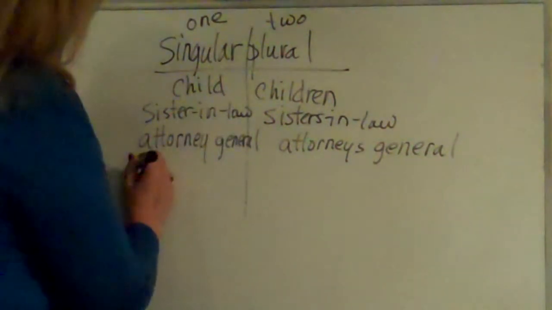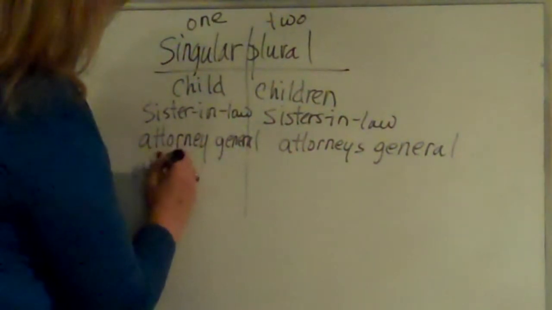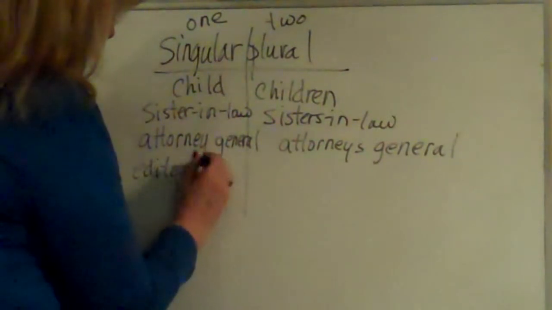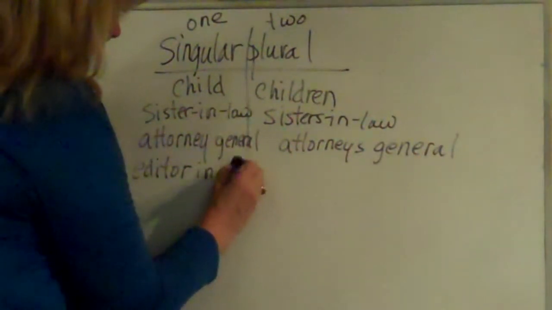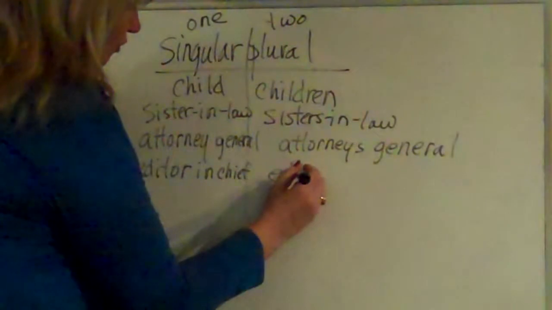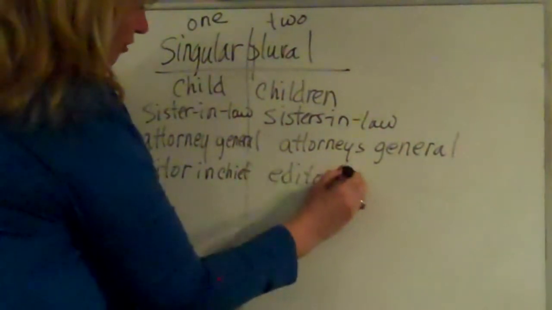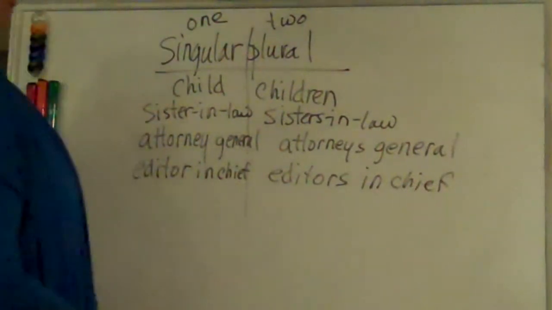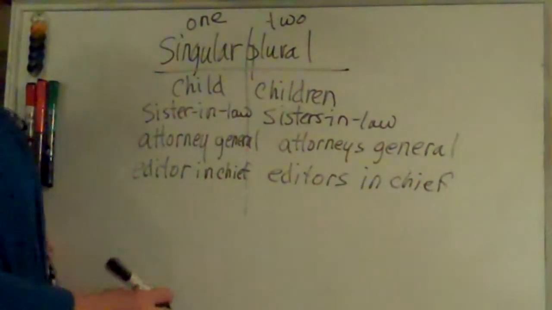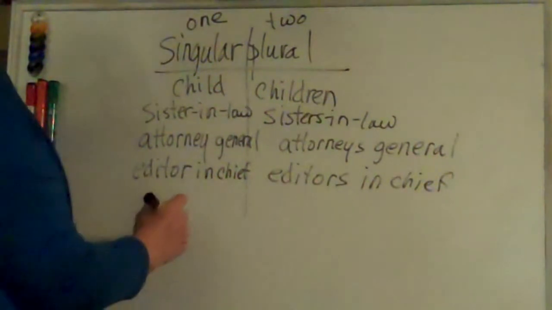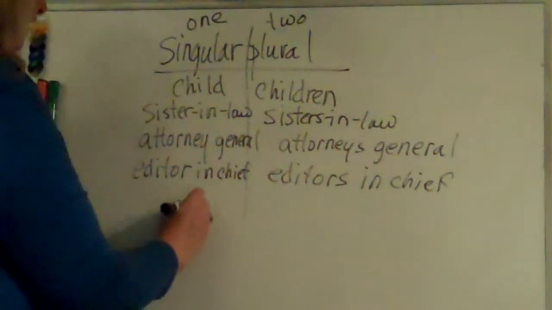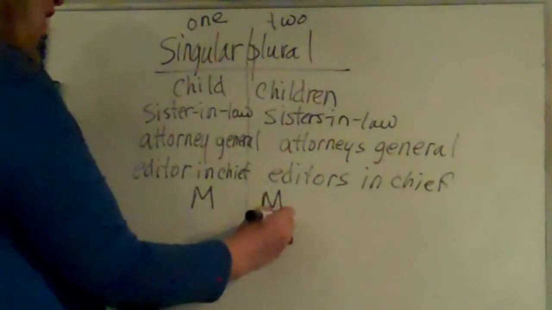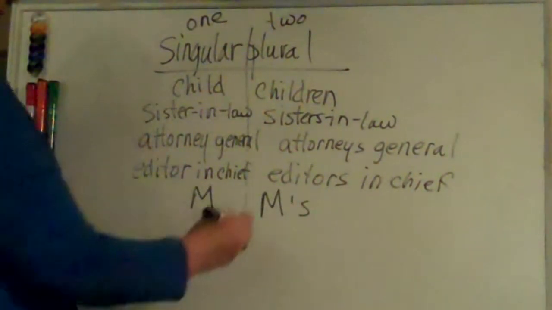Let's say we had editor-in-chief. There's no hyphen with editor-in-chief, by the way. So I would do two editors-in-chief. And you remember we also did letters and numbers, and we said if we had a capital M, that was Maui, so we would do capital M apostrophe S.